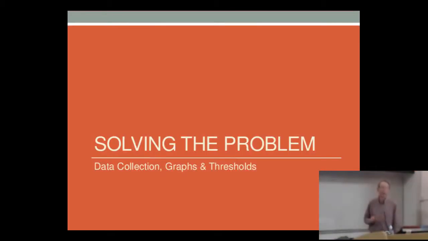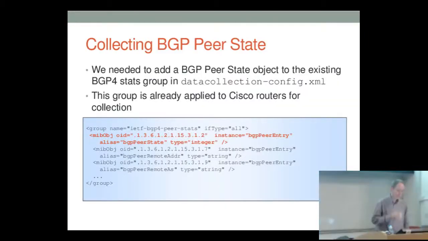So solving the problem, we're going to break it down into chunks. The first part is the easy part, the data collection and graphing, etc., which is bread and butter for OpenNMS. The great thing about 1.8 was most of what we needed for this bit was already there. All we had to do was add a few little pieces to get it working. The first bit here was adding the BGP peer state to the collection that was already there for the BGP MIB. That's the bit that's highlighted in orange. Put that in and that's good.